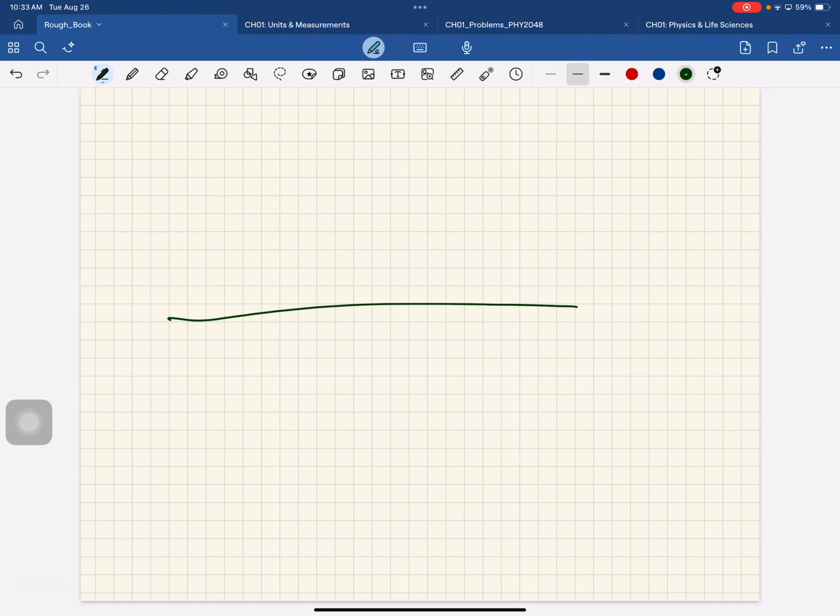So here's the blood vessel. So that's the pulse oximeter. What you do is you send two beams of light from the bottom. One is an infrared beam, and one is a red beam.